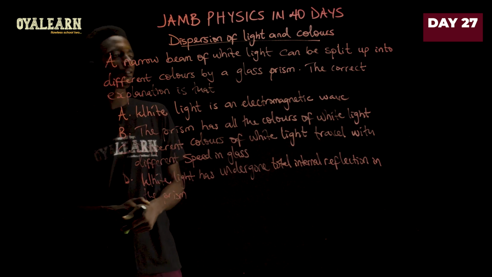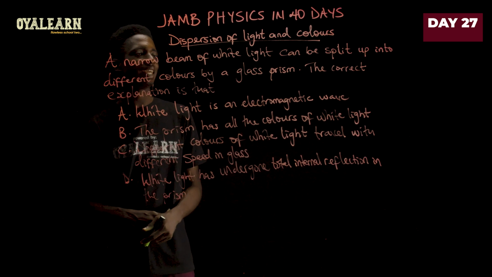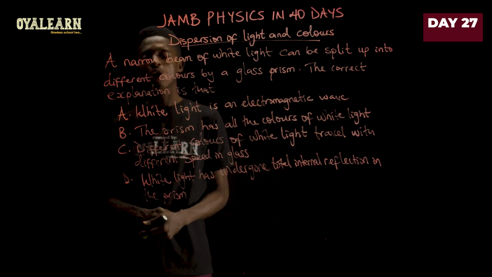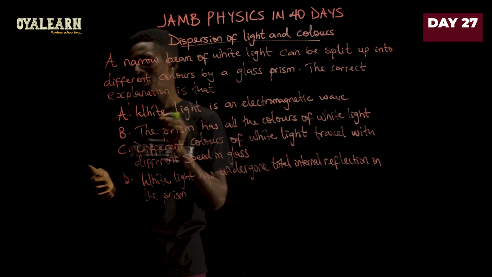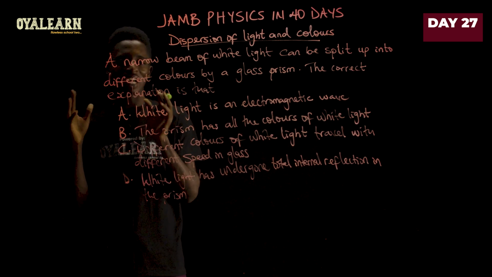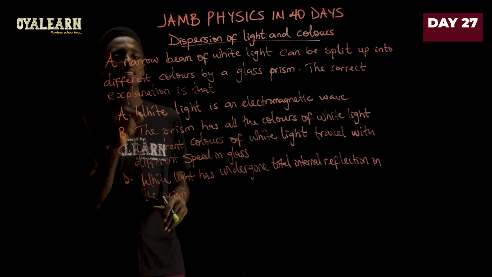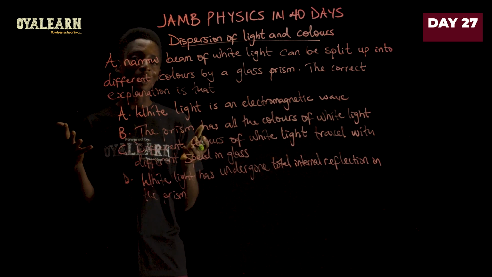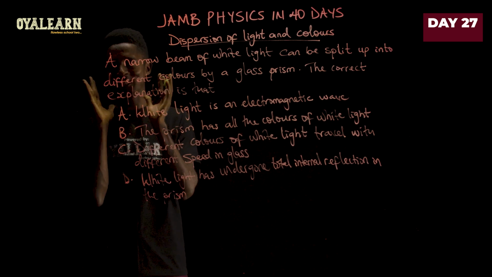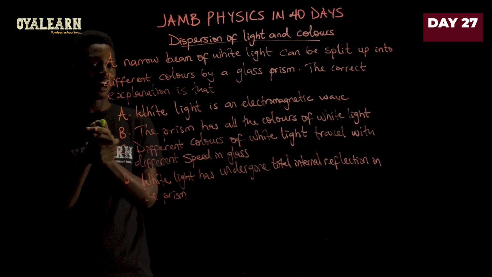A narrow beam of white light can be split up into different colors by a glass prism. The correct explanation is that, now I did mention this at the beginning of the video, so you can pause the video and try to pick what you believe to be the correct answer to this question. Then you compare it to the explanation I'm about to give now. So I believe you must have picked your answer.